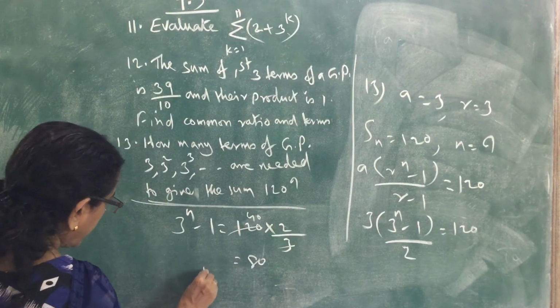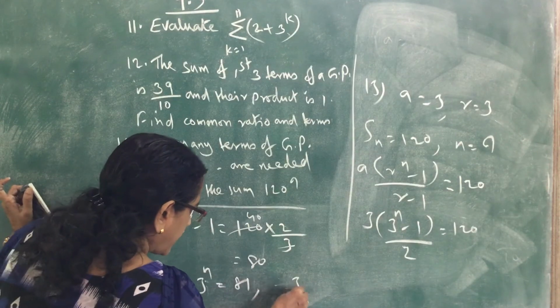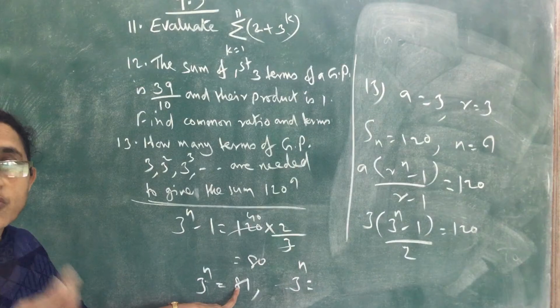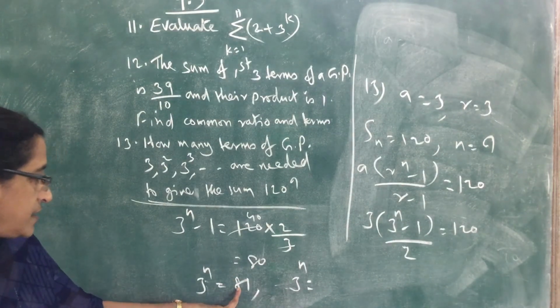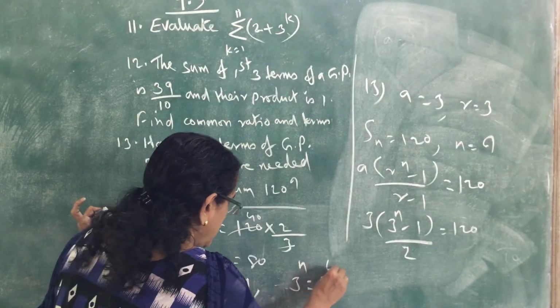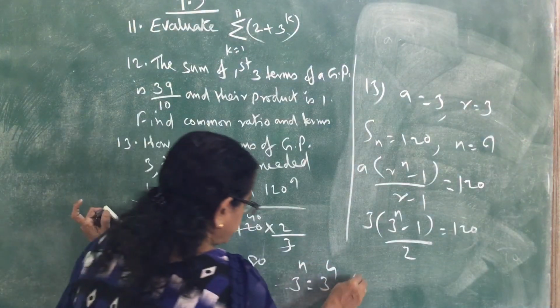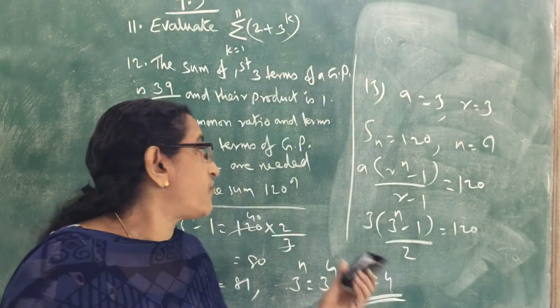Now 3 raised to n equal to 81. What is 81? 81 is the same as 3 raised to what? 3 raised to 2 is 9, 3 raised to 3 is 27, 3 raised to 4 is 81. So 81 equal to 3 raised to 4, so n equal to 4. So 4 terms are needed to give the sum 120.